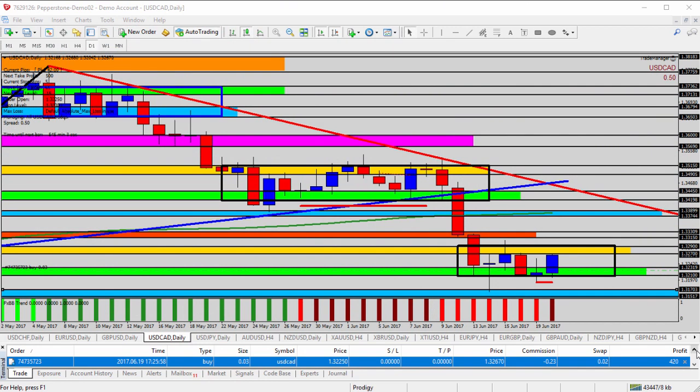In a moment, we'll be taking a look at the USDCHF, US dollar versus the Swiss franc, for today's trade analysis. But first, I want to recap one of the trade suggestions made yesterday.